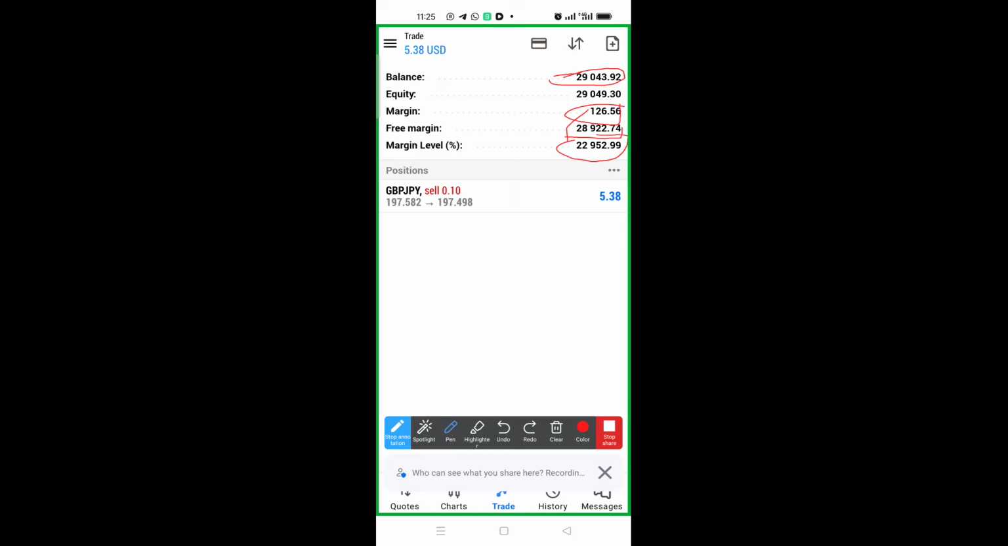Okay? So now this position is the running trade. All right, this position is the running trade. If you were having a pending order, the pending order will be listed here. So now let's go to pending orders. Let's do something on pending orders like the buy limit and the sell limit so that you know exactly how to do it and how it works.